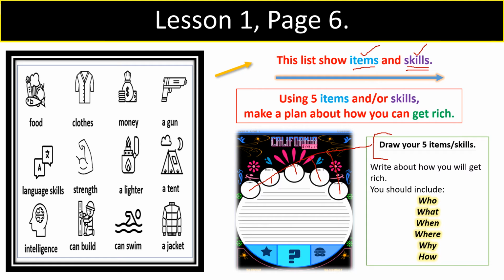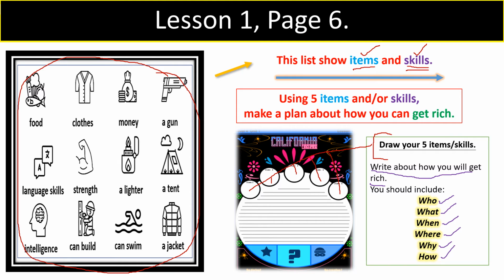Now you can see I have 12 pictures here. You can use these pictures in the circles. If you want to draw your own pictures, you can do that too. What it says next, write about how you will get rich. What's very important when you do the writing today is to focus on who, what, when, where, why, and how.